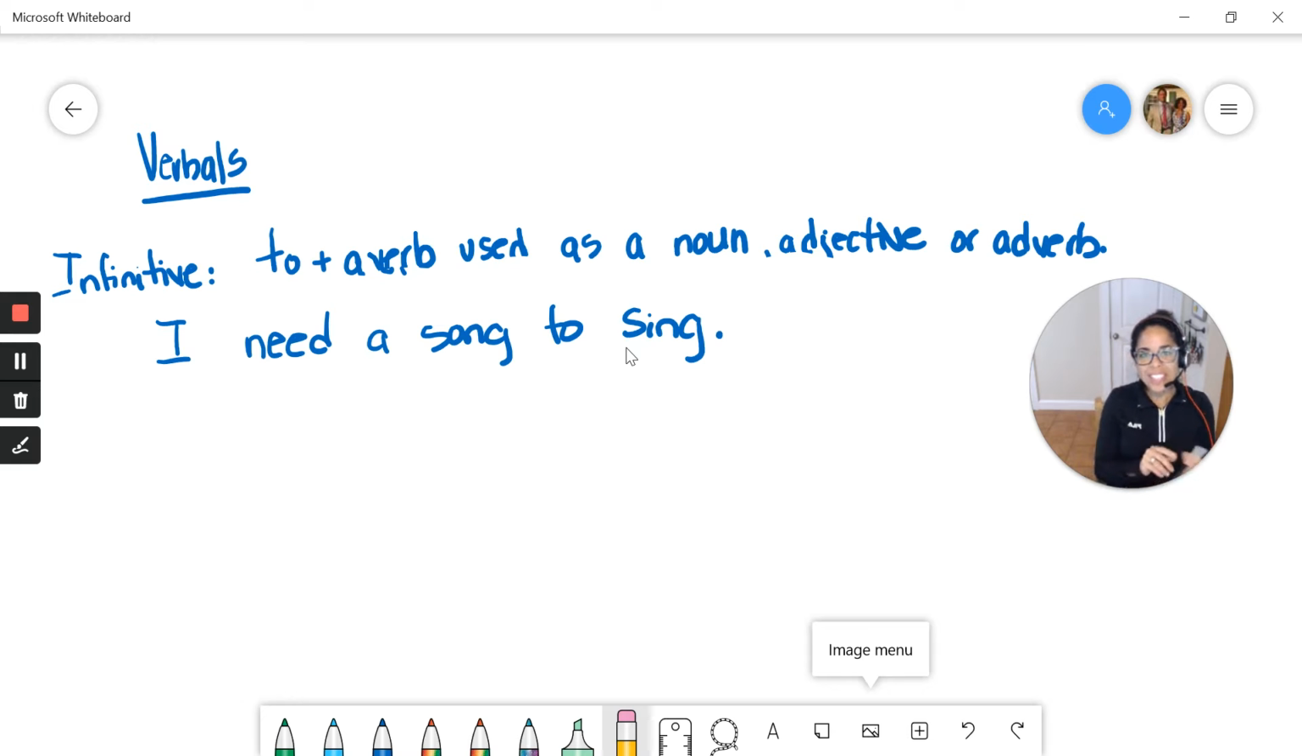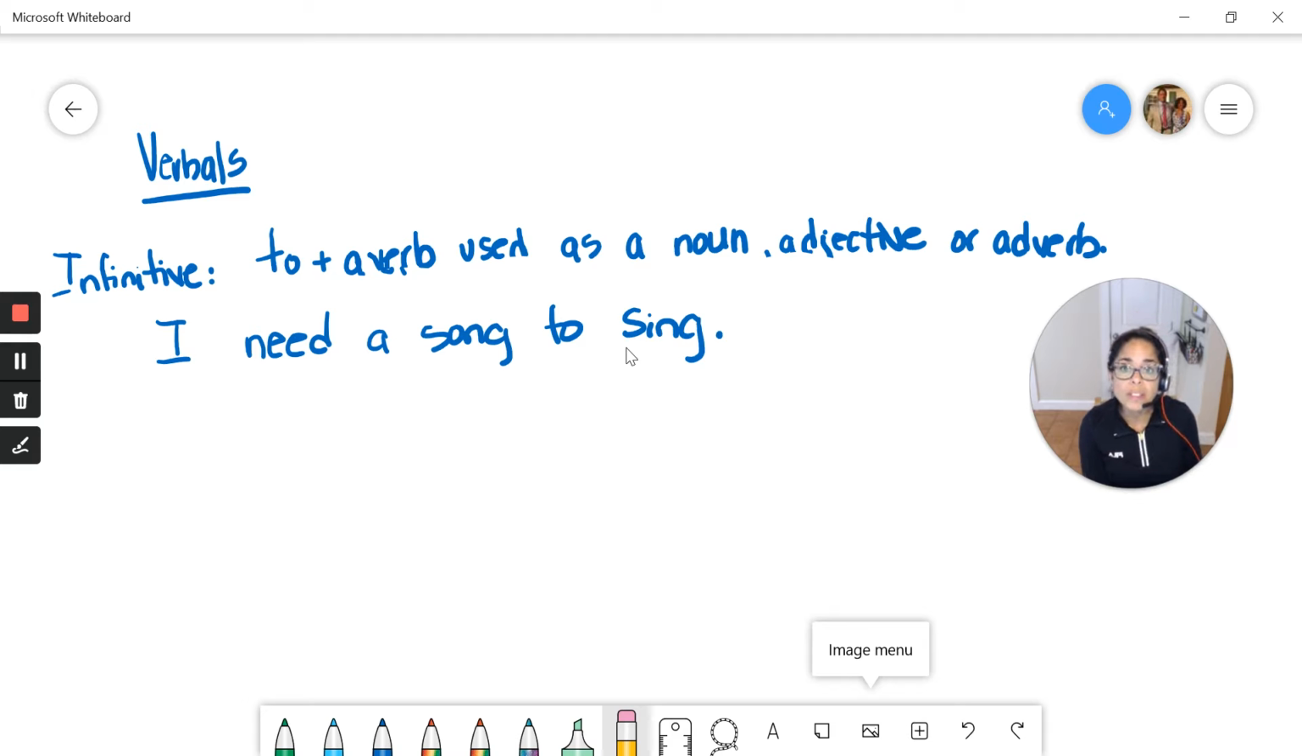Okay, so I have an example here. The sentence reads, I need a song to sing. We're looking at verbals specifically, and the type of verbal we're looking at is an infinitive. I've redefined it here for you just to remind you. It's to plus a verb used as a noun, adjective, or adverb. So let's look at this sentence. I need a song to sing.